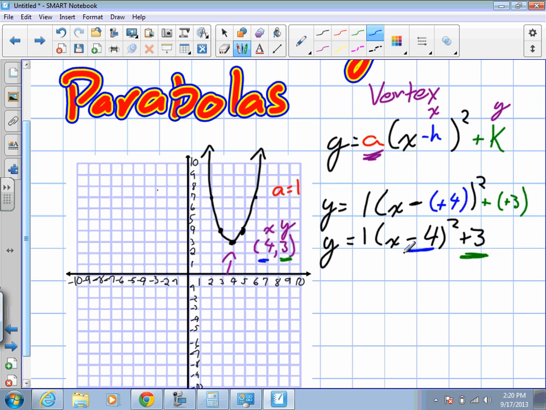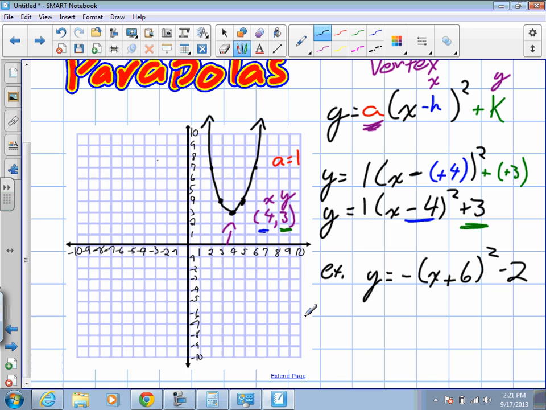The next thing I'm going to do is give us an equation, and we're going to graph that parabola instead. So we kind of worked backwards. I had a parabola, and I built the equation from it. Let's say I'm given an equation, so this will be our second example. And in this one, it's y equals negative (x plus 6) squared minus 2. Okay. What I want to do is find the vertex first.